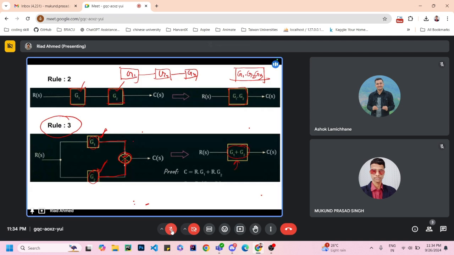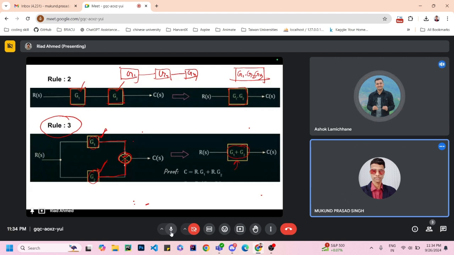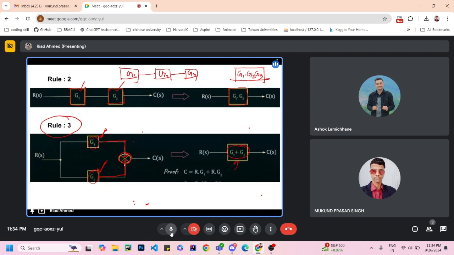Yes. So what is the sign of G2? Plus. Sir, minus G1 plus G2. Sign of G2 is positive, right? Because it is entering with a positive sign. So it should be G2 minus G1, because the sign of G1 is negative. Okay, so this is the rule number three.